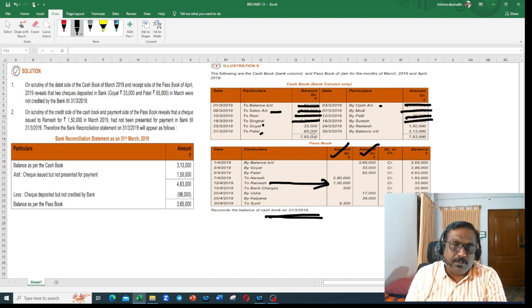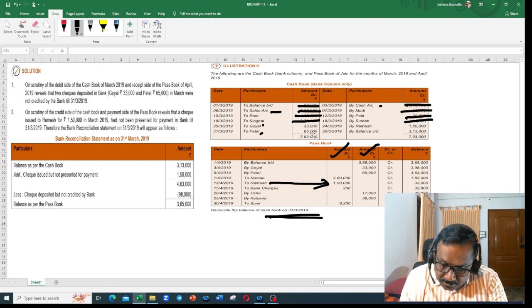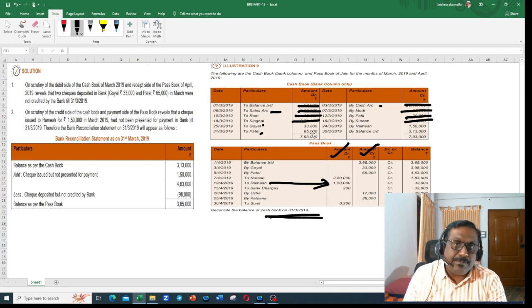So balances we don't require to consider. Leave that. Now go back from here. Take the receipt side of the passbook 3,65,000. That is the opening balance of the passbook. So we don't require to compare that. Goyal 33,000. That we have already taken into account. 65,000 we have already taken into account.